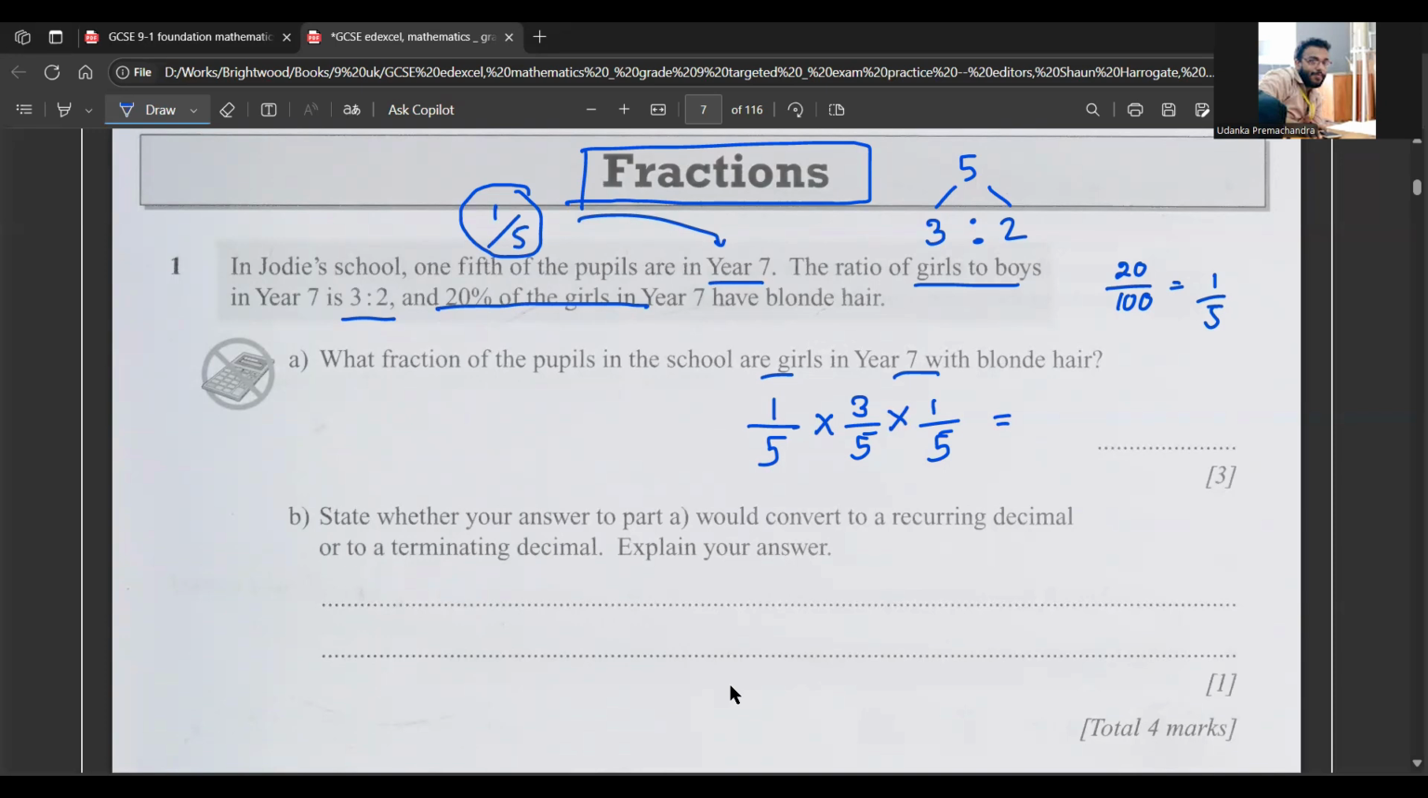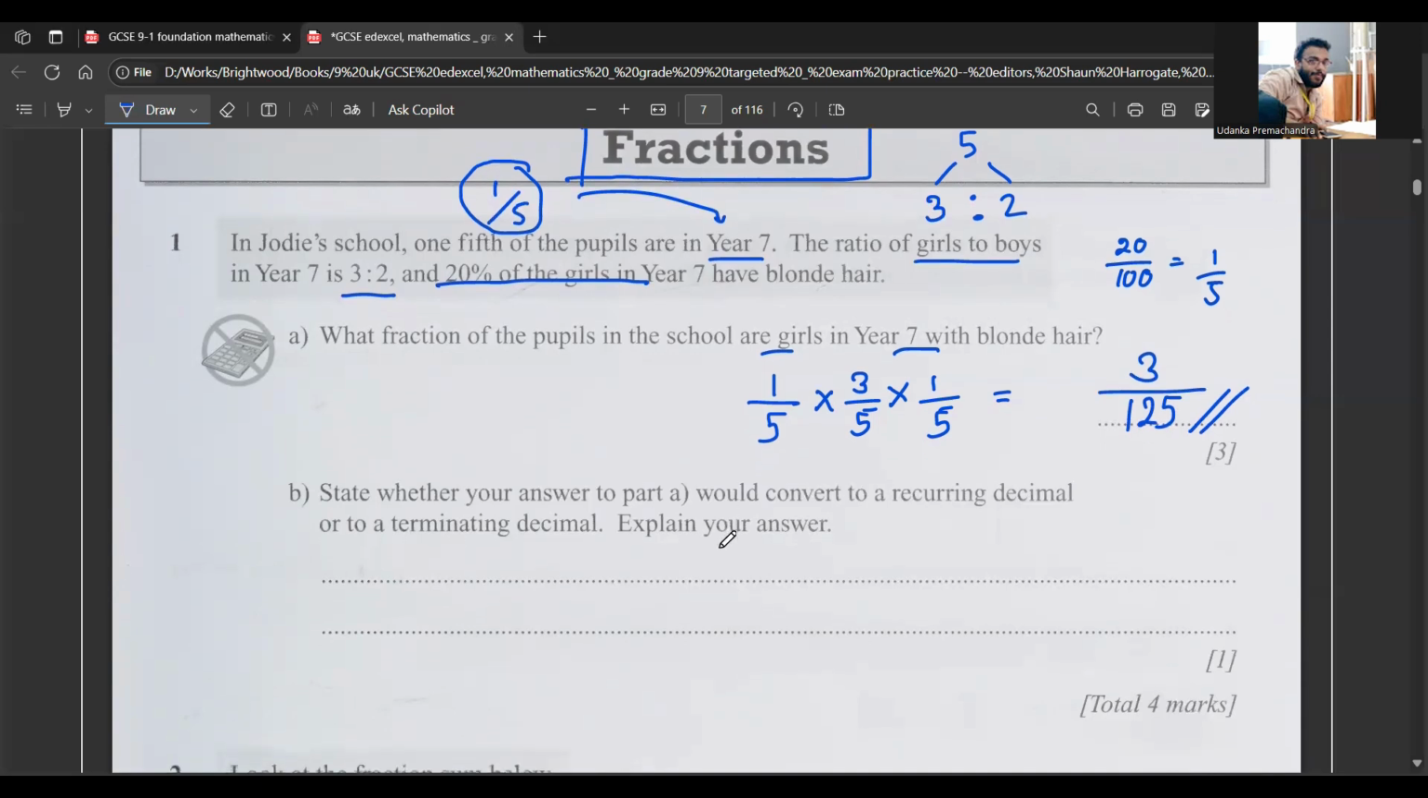Now get the answer. How do we multiply this? You have to multiply numerator by numerator and denominator by denominator separately. 5 into 5, 25. 25 into 5, 125. Here the value is 125. Here 1 into 3, 3, 3 into 1, 3. So the answer should be 3 over 125. Is that clear? Yes, sir. Okay, try to do part B, Buddha. Try to do part B and tell me the answer.